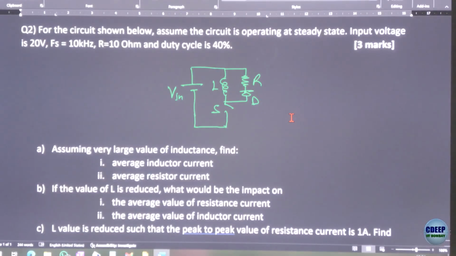So some things are given to you: input voltage, frequency, resistance and duty cycle. Assume a very large value of inductance, find the average inductor current. So how will you find the average inductor current here?